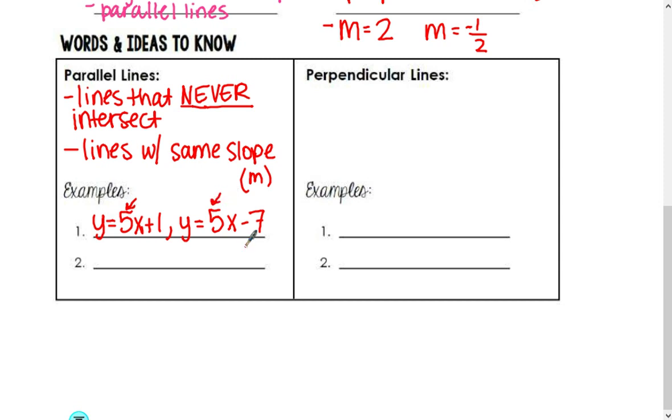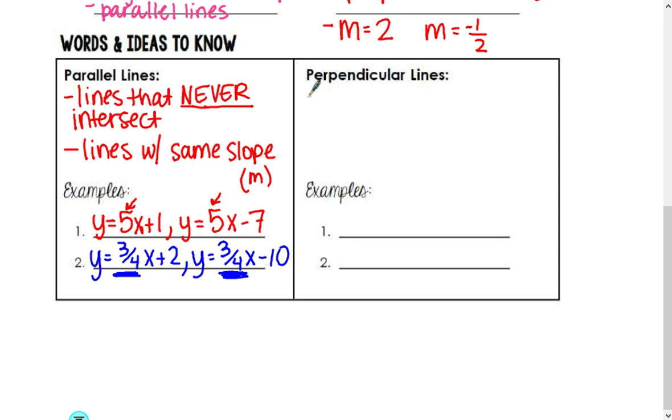Okay, and some other examples, and let's try one with a fraction. Maybe I have one that is y equals 3/4 x plus 2. And so my parallel line would again have the same slope, just different y-intercepts. And those things would be parallel because they have the same slope. We love it. All right, perpendicular lines are a little different.